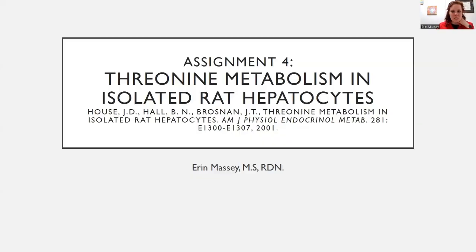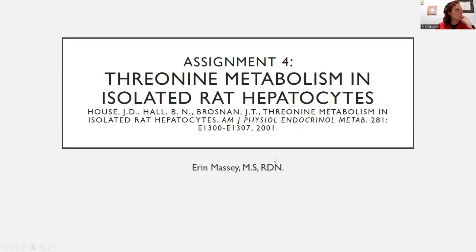The research article I have chosen is Threonine Metabolism in Isolated Rat Hepatocytes, which are the liver cells of rats that have been removed from the rats. The lead researchers in the study are House, Hall, and Brosnan. I've left the reference below, and of course, it's in our Moodle online.